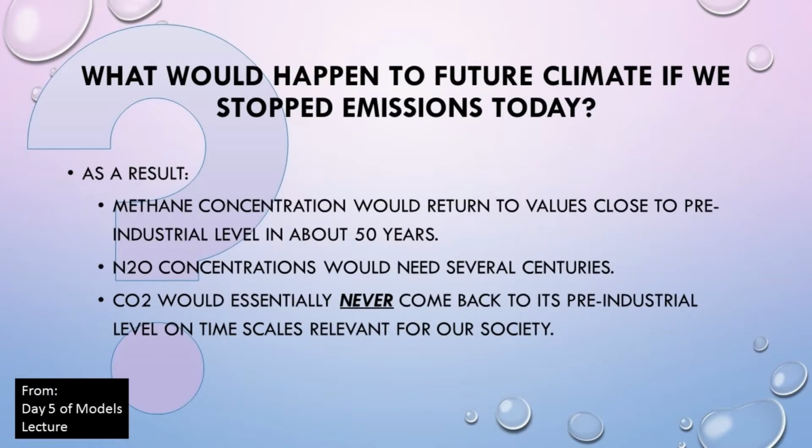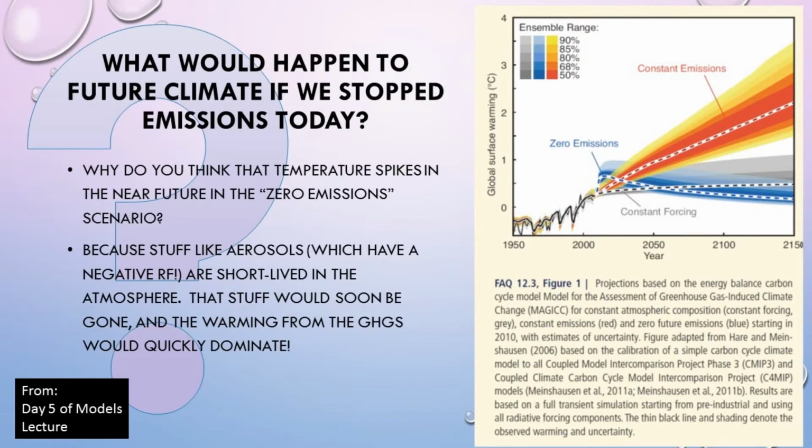And I want to stop and show you guys something real quick here. On slide 99, there was this little spike in temperature for a couple years if we just stopped all our emissions today, and then the temperature starts kind of continuing to rise more slowly, and then over the course of thousands of years tapering off. Why the little spike? It was because of aerosols.